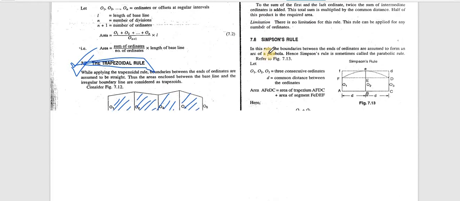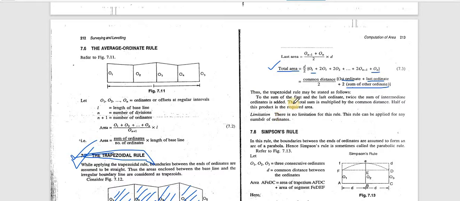One of the most important things is that the trapezoidal rule may be stated in words as follows, and that is given in the theoretical part in word form. Basically, this is the mathematical form and this is the word form: to the sum of the first and the last ordinate, twice the sum of the intermediate ordinates is added. This total sum is multiplied by the common distance, and half of the product gives the required area. So that will give you your total area.